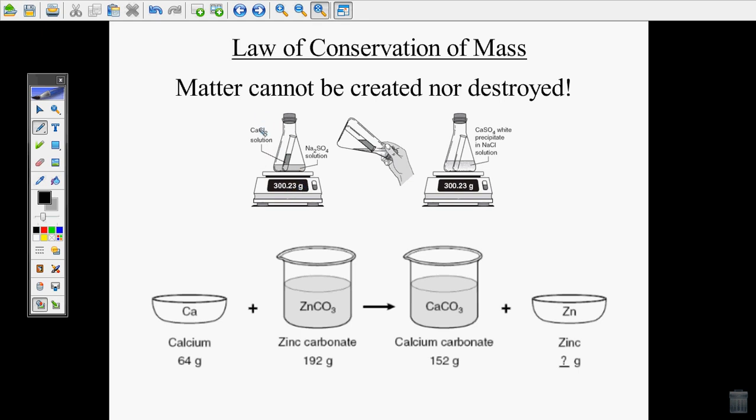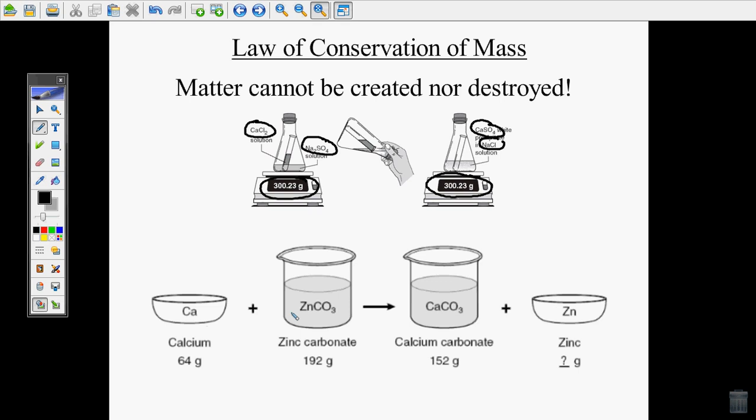So if you look in this picture, we've got calcium chloride reacting with sodium sulfate, and we've got 300.23 grams. Okay, a chemical reaction occurs, and we get calcium sulfate and sodium chloride. So we changed what we were working with, but if you look, the mass is still the same. So mass always has to be equal.